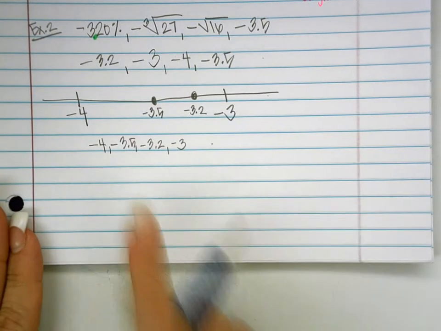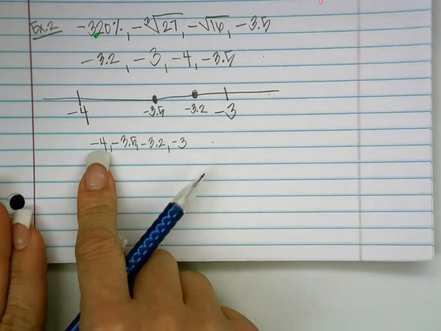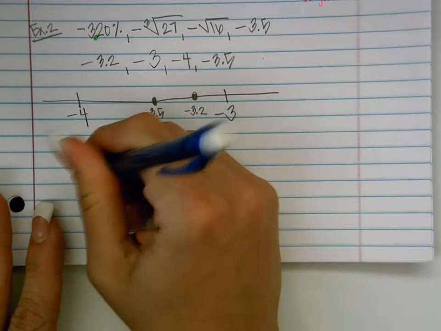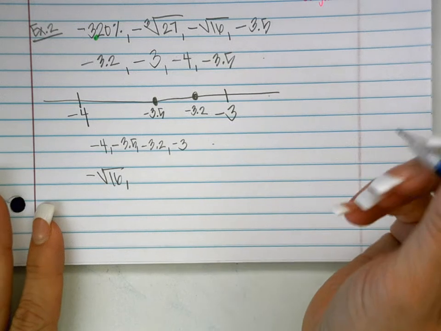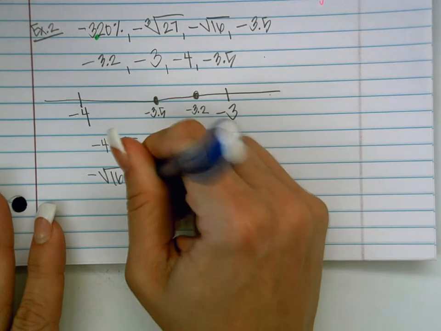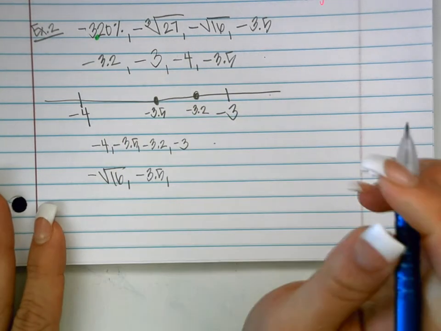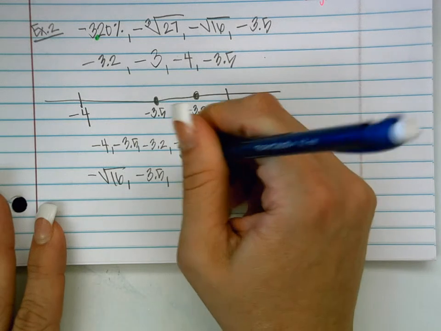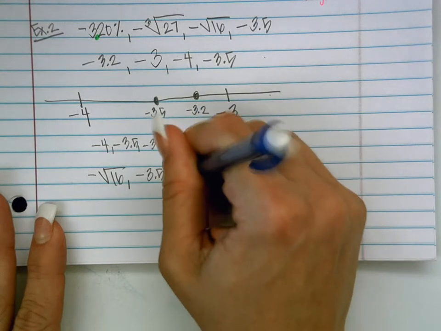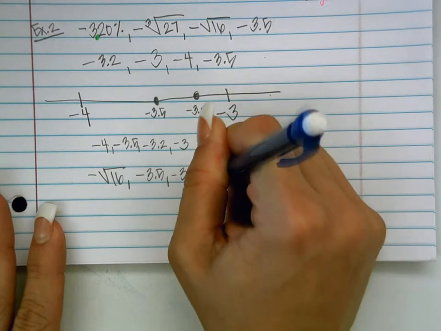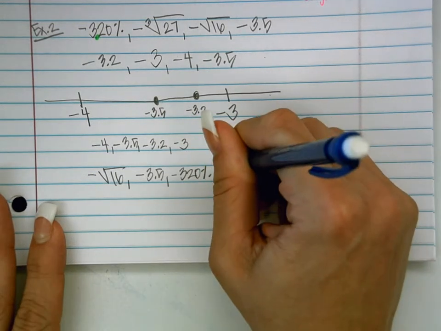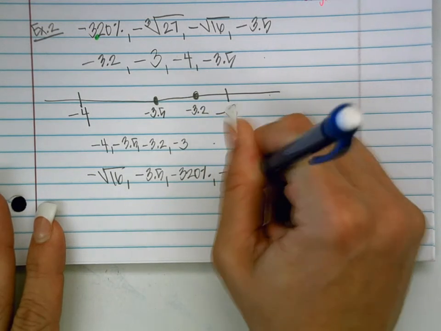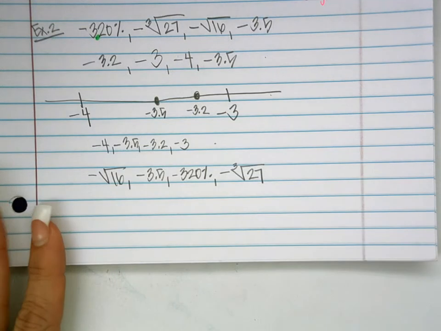So where did my -4 come from? What was its original form? -√16. Where did my -3.5 come from? -3.5. It didn't change forms. Where did -3.2 come from? -320%. And then finally, where did -3 come from? Cube root 27. Okay, that's your answer.